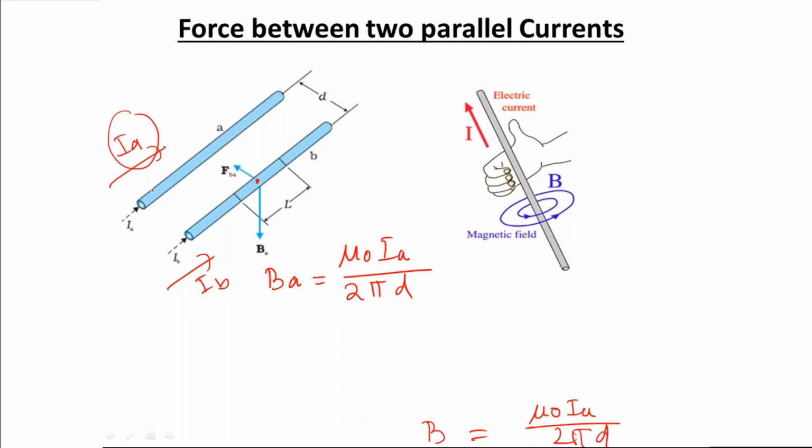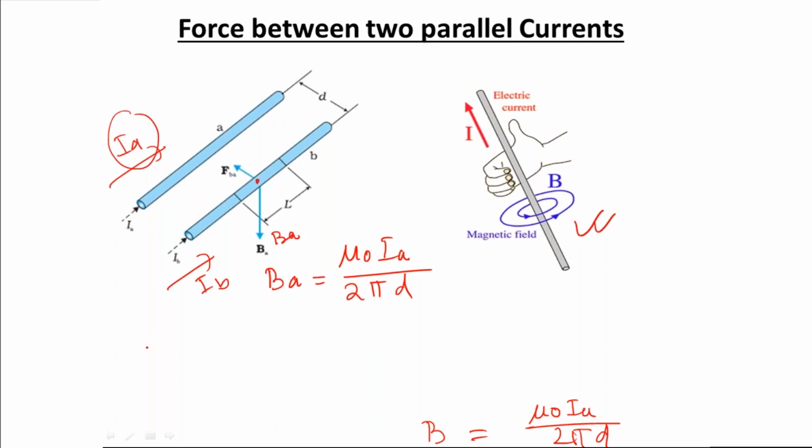Now what is the direction of the magnetic field due to this current IA? It is exactly into the plane of the paper. If you use the right hand thumb rule, you can easily find out. So it will be like this, going into the plane of the paper. That's why it has been taken downward. You look here: the magnetic field created by A on the wire B is this one, which is taken downward into the plane of the paper.